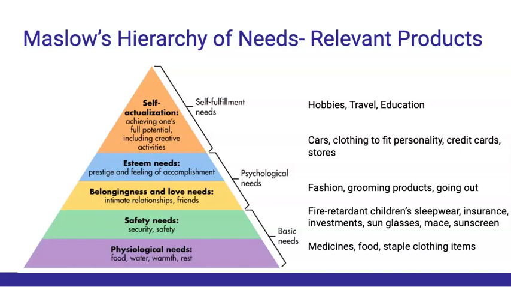Now, when marketers are thinking about Maslow's hierarchy of needs too, they might be marketing certain products that fit at different levels of this pyramid. So sometimes for our most basic needs: medicine, food, basic clothing items. Safety needs: sunglasses, mace, sunscreen. Fashion and grooming products are related to our belongingness and love. Esteem needs could be cars, clothing, credit cards, and self-actualization could include hobbies, travel, and education.